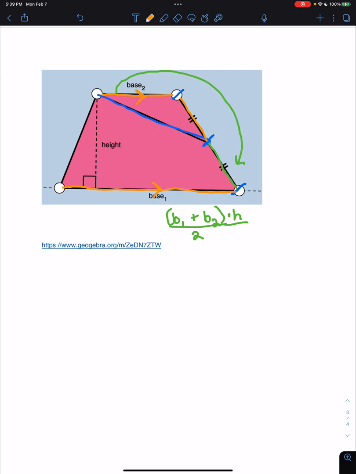And then between those bases, we're going to have a line that is perpendicular to one of the bases, and that line is going to be the height. And so we have base 1 plus base 2, that's going to be the tricky part. We're going to add those together, times height, and then divide the whole thing by 2. And that's going to be our formula for the area of a trapezoid.